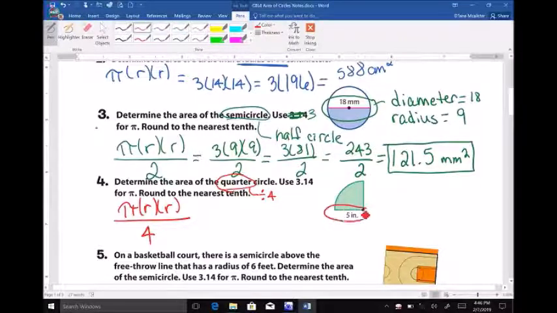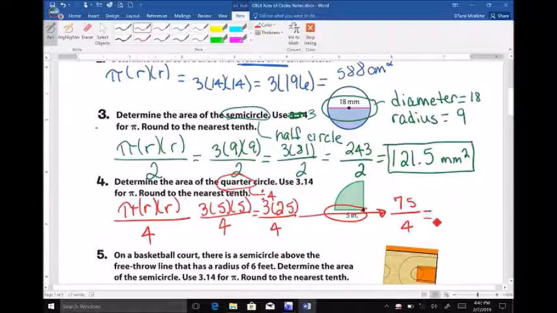They give us the radius of 5, so I'm going to do 3 times 5 times 5 divided by 4. That's 3 times 25 divided by 4. And I'm going to go over here. So now we have 75 divided by 4. Which is 18.75. We will use the inches squared.